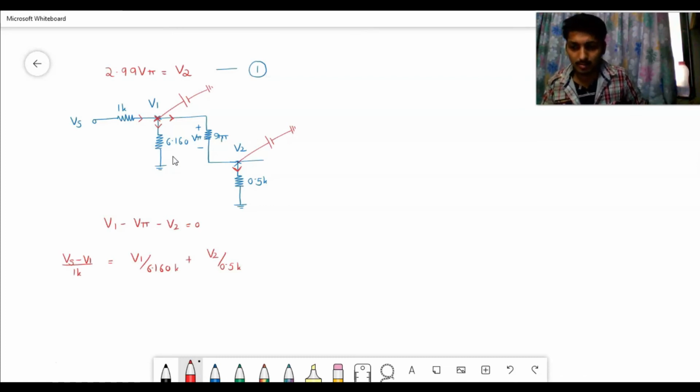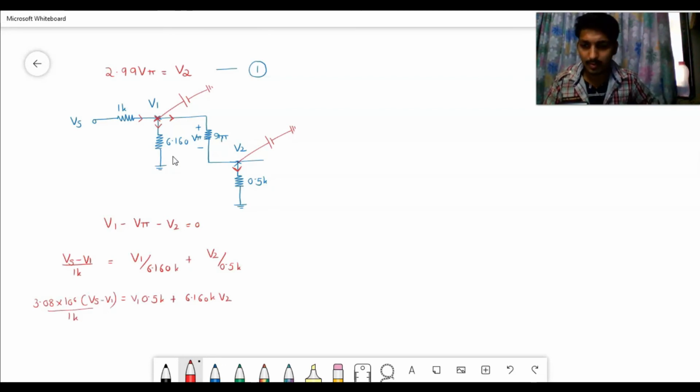Okay, sure. So if we solve this 0.5k there, plus 6.160 k V2, this is nothing but your V1, and 6.160 into 0.5, so here it will come as 3.08. So this is nothing but your 3.08 into 10 raised to 6, Vs minus V1 by 1k.